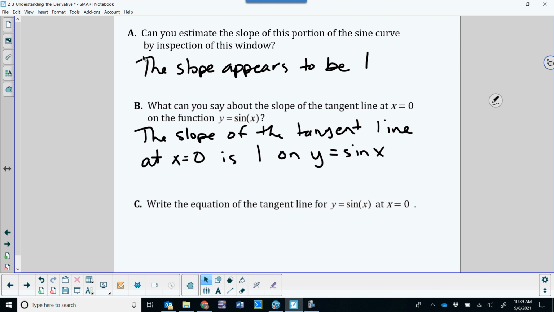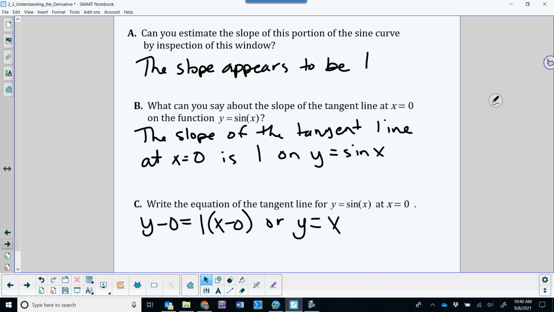Of course, the point is (0, 0). So I would do y minus 0 equals the slope, which we know is 1, times x minus 0, or obviously simply y equals x. So the tangent line at 0 appears to be y equals x.